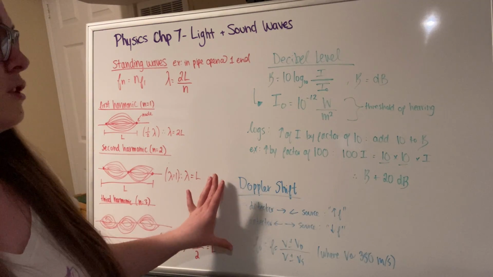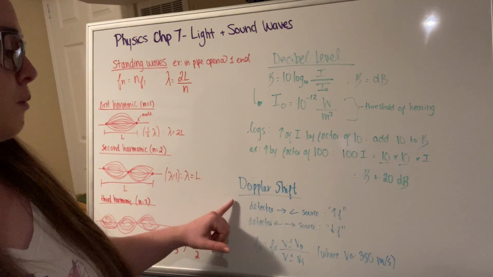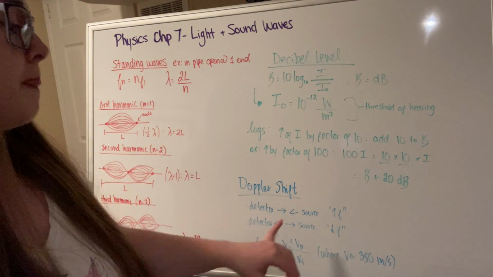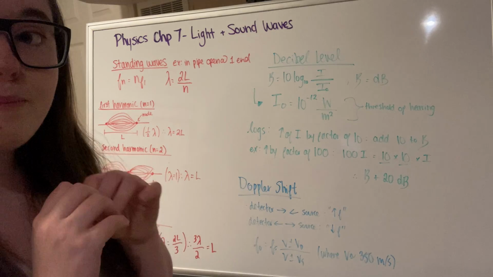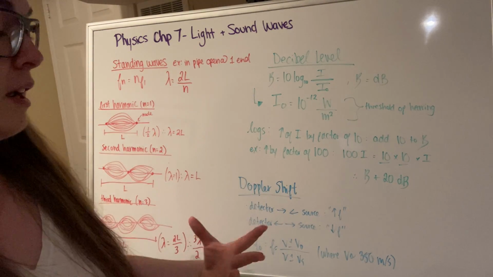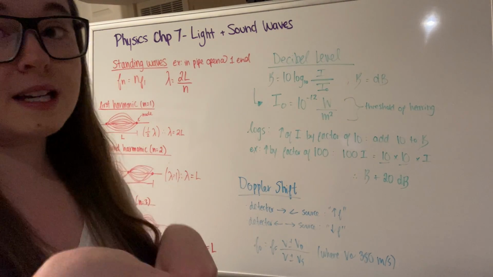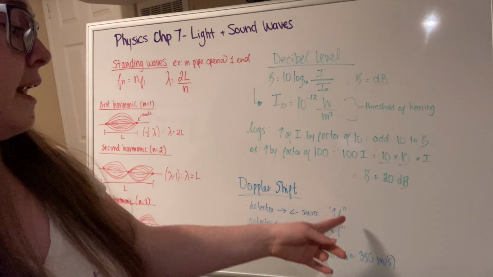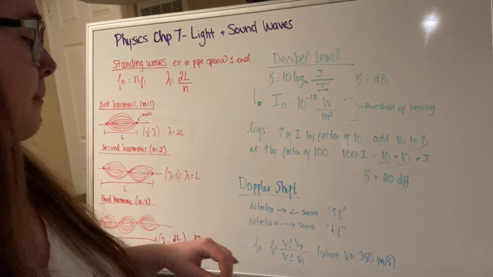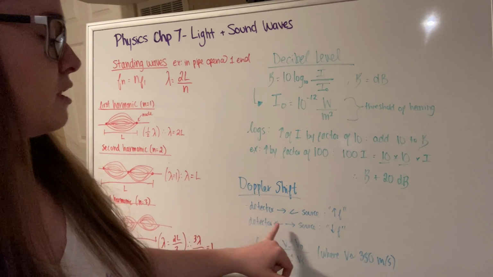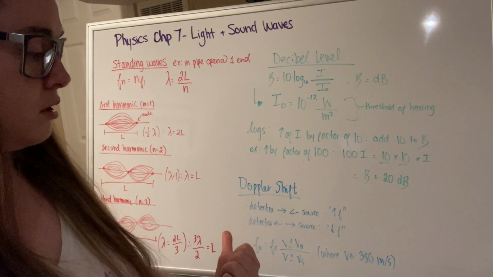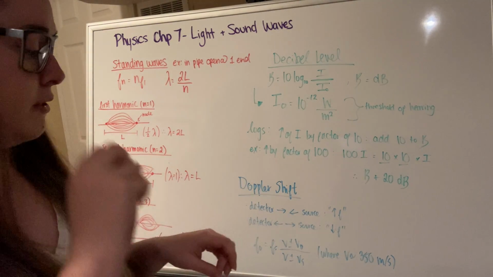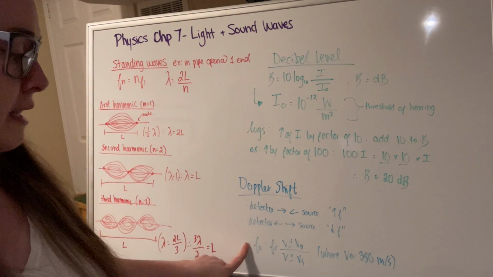And then finally we have the Doppler effect. So if we have the detector moving closer to the source, the frequency is going to appear higher. And I say appear because it's technically not. However, it's going to be perceived as a higher frequency. And then if we have the detector that is moving away from a source, we have a lower frequency that is perceived. And there is an equation that goes with this.